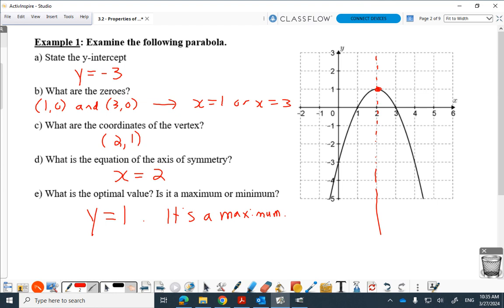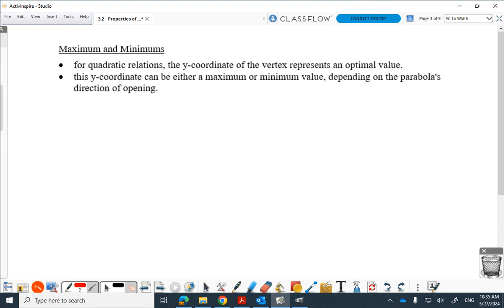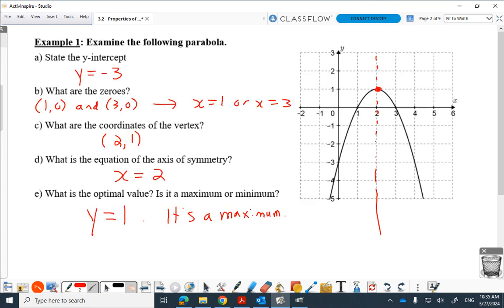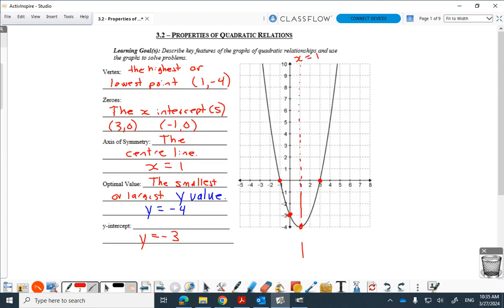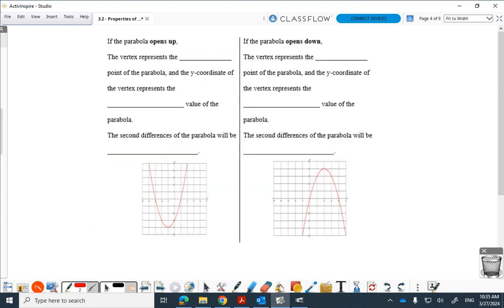Yeah, all right. So a little more details. Again, I don't think this is surprising, but this is just me typing on the note, making sure they know at this point in the note, maximum and minimums. For quadratic relations, the y-coordinate of the vertex is the optimal value. That's what Chris said. He said, okay, the vertex is an x and a y. The optimal value is just the y. And the y-coordinate can either be a maximum or minimum depending on the direction of opening. We've seen one open upwards where it was a minimum, one open downwards where it was a maximum. Okay. On we go.